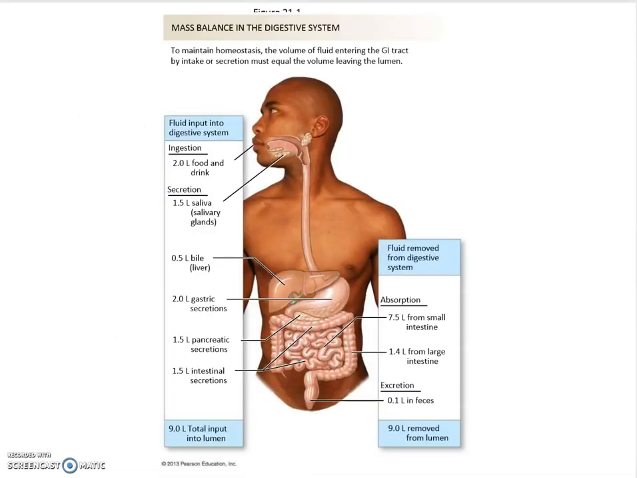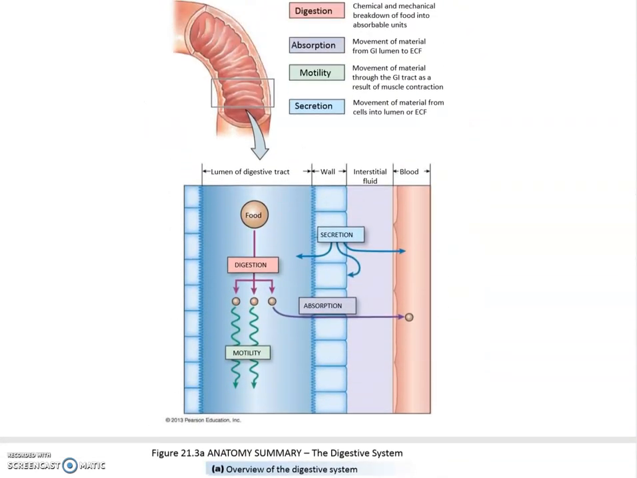Mass balance in the digestive system means basically input has to equal output. So here are all the input areas into the gastrointestinal tract, and then here are the output areas, and at the end of the day they have to balance each other out. You don't need to know any of the specific numbers here, but all of these things are items that are going into the gastrointestinal tract, and then you need to just the fluid removed from the digestive system, and at the end of the day they have to be equal. So it has to be mass balance in the digestive system.